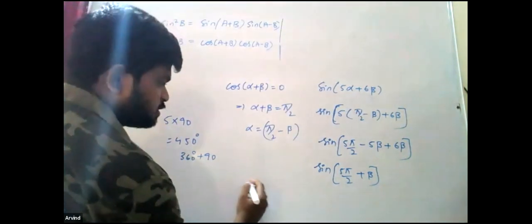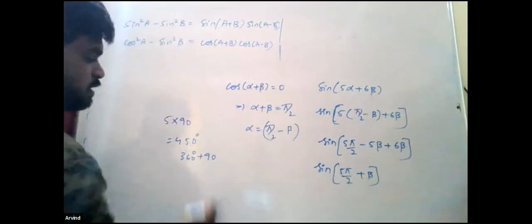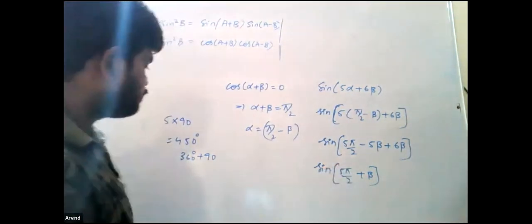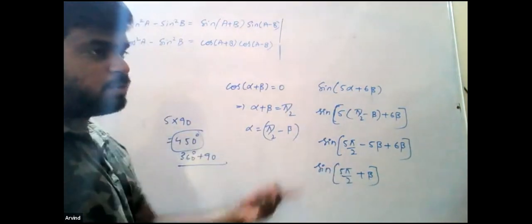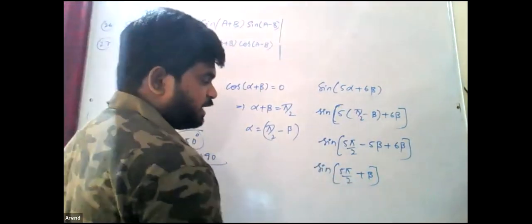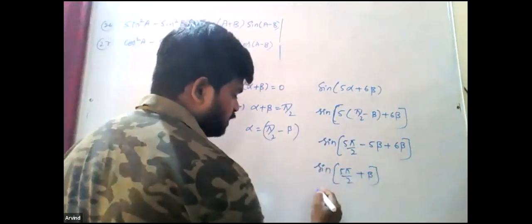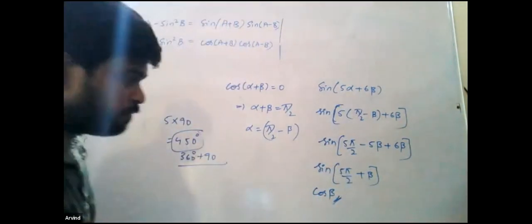What I'm trying to say is, I'm checking which quadrant this will be in. So 5 pi by 2 is 450, which can be written as 360 plus theta, which is in the first or second quadrant. So first and second, sine is positive. So sin of 90 plus theta is cos theta. So you get it as cos beta. So that's the answer. Okay.